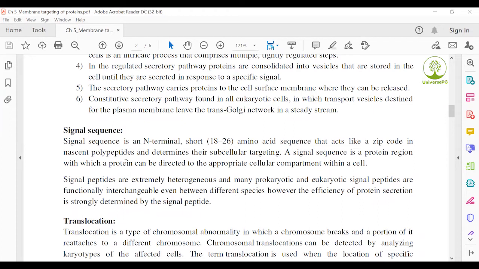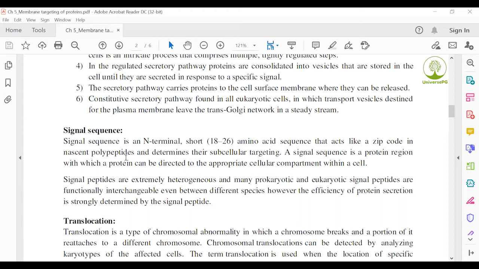So that is signal sequence. We know amino acids have two terminal parts, C terminal and N terminal. So the signal sequence is the N terminal part, and the sequence is 18 to 26 amino acids, and this sequence acts as a zip code in the nascent polypeptide and determines its subcellular targeting.